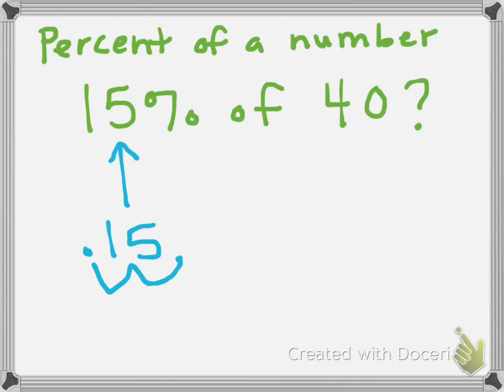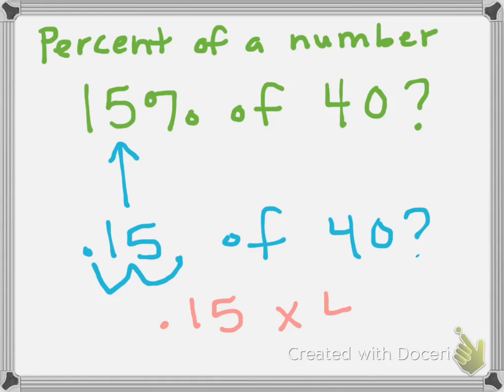Moving it 2 times to the left represents multiplying by 100, and we remember that percent is always out of 100, so 15% is the same as 0.15. Now what I'm saying is, what is 0.15, or 15/100ths, of 40? And the easy way to figure that out is by setting it up as a multiplication problem. 15/100ths times 40. Let's go ahead and do that.